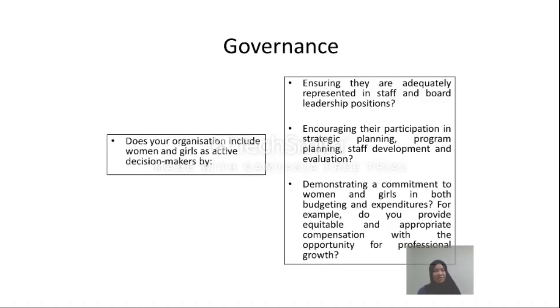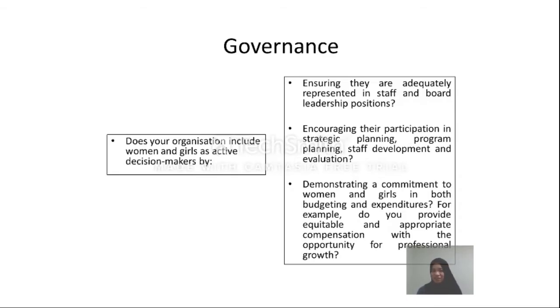Second, does your organization include women and girls as active decision makers by encouraging their participation in strategic planning, program planning, staff development, and evaluation? Third, does your organization include women and girls as active decision makers by demonstrating a commitment to women and girls in both budgeting and expenditures? For example, do you provide equitable and appropriate compensation with the opportunity for professional growth? I hope all your answers are yes in all those questions.